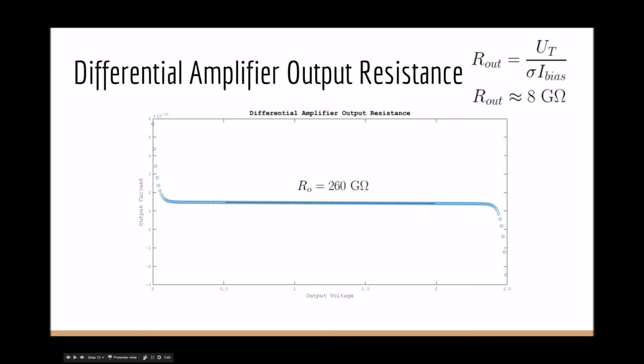At the voltage extremes, the transistors leave saturation and the conductance rises. In the gain region, here, the amplifier exhibits a very low output conductance or very high output resistance. From typical parameters, we expected the output resistance to be on the order of gigaohms, which is what we got.